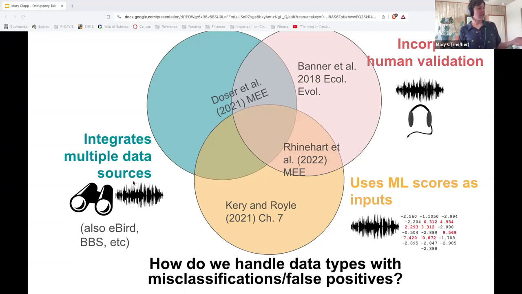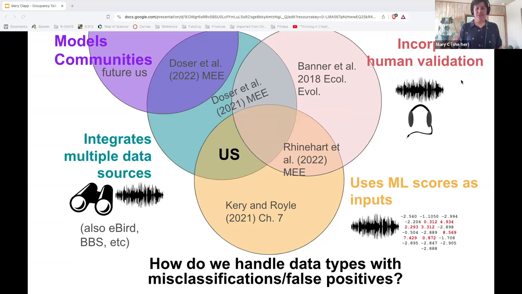So we looked to models that integrate multiple data sources. Jeff Doser and his colleagues in 2021 wrote a great paper that integrates point count data and ARU data, but which does not use machine learning scores as inputs. So whoopsies. We occupy this space, right here. We want to use machine learning scores as inputs and all of the rich information contained therein. And we want to integrate multiple data sources. And notably, we are not including human validation of the machine learning outputs into this model. Eventually, we would love to monitor communities and build community models. And I'll talk about that a little bit at the end of this talk.